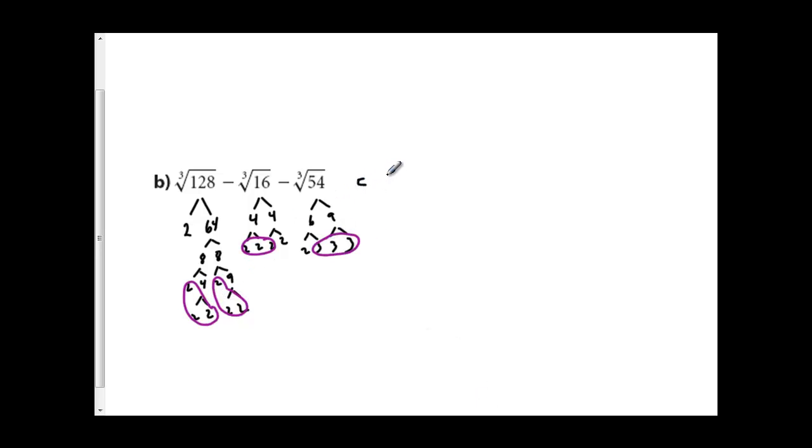So I can take out the 2 groups of 2, that will give me 4 cube root 2. Then if I look at the 16, I can take out one of the groups of 2, that's going to give me 2 cube root 2. Finally, the last one, when I pull out the 3, I get 3 cube root 2. Now you see we have all of the same types of radical once we've reduced it. Now this isn't always the case, but it worked out this way in this example.